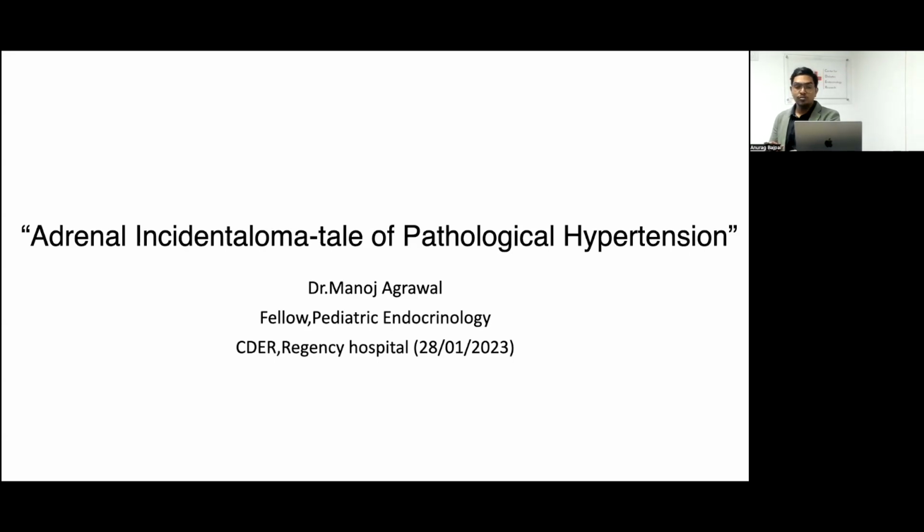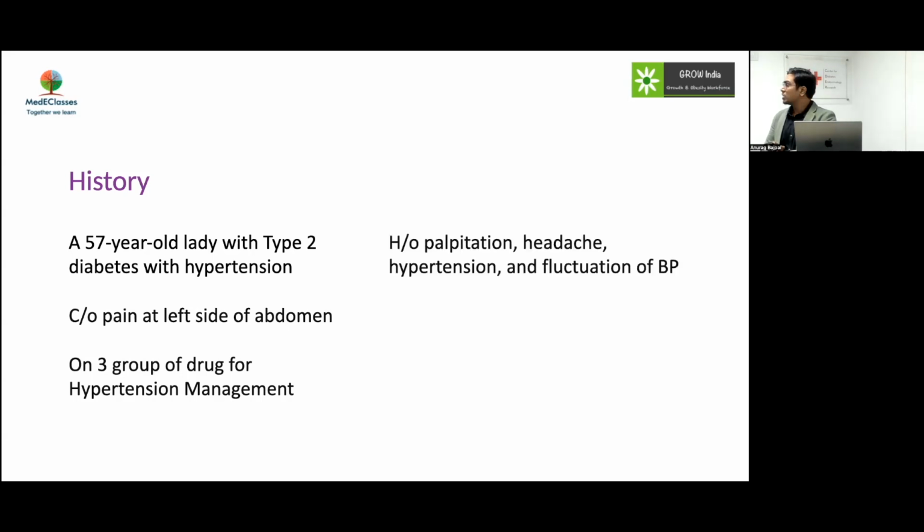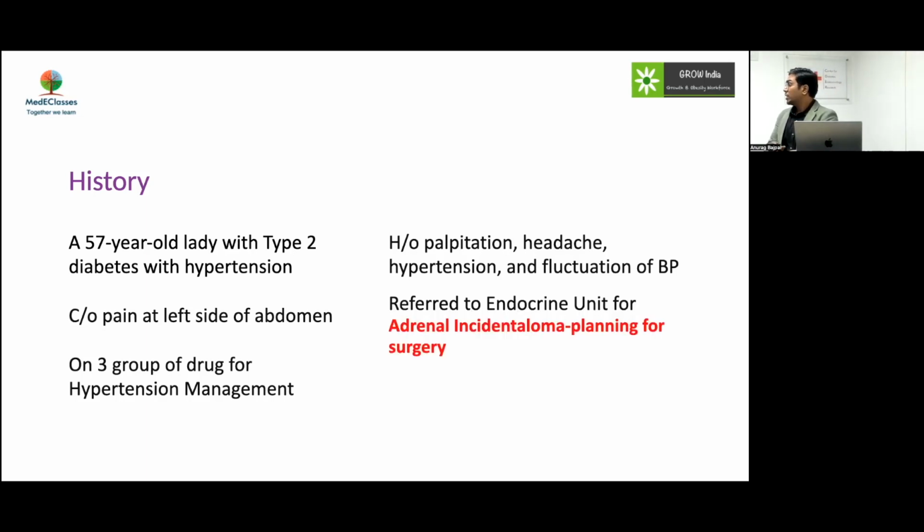If I start my case, it is a 57-year-old lady with type 2 diabetes and hypertension, who has a complaint of left-sided abdominal pain and was on 3 groups of medication for hypertension management. There was a typical history that she has fluctuating BP. There was a history of palpitation, headache, hypertension, and fluctuation of the BP. So BP here was not sustainably high, but it was fluctuating.